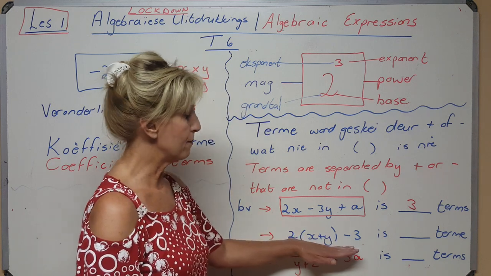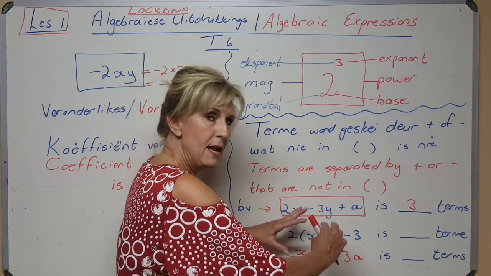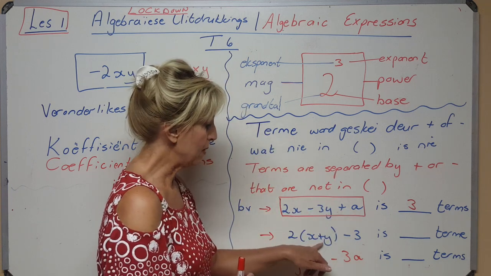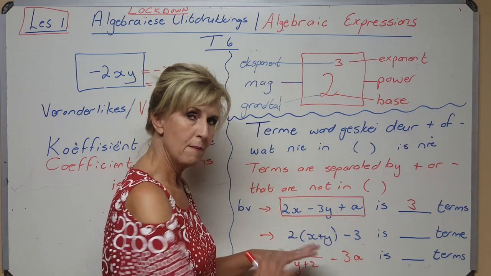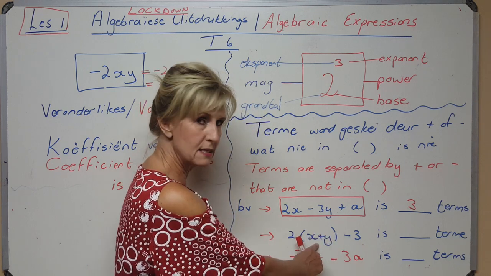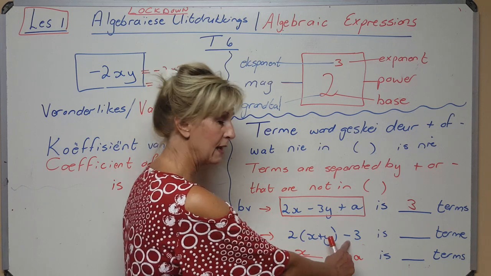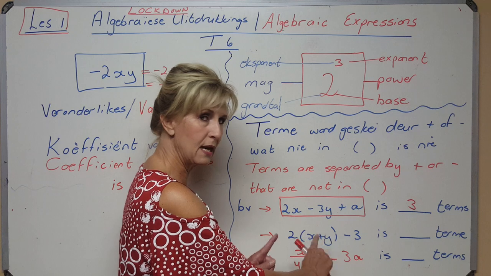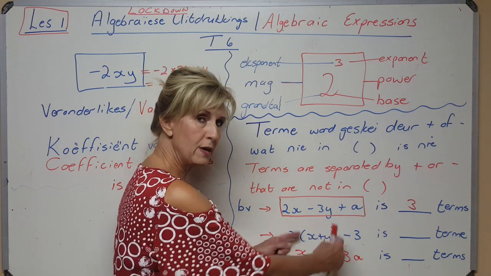But the moment I have a bracket, then that makes that one term as a whole. That plus there in the bracket makes this whole term one term. That plus doesn't separate terms from each other, only that minus does. Hierdie plus sit binne 'n hakkie, so hy skei nie terme van mekaar nie. Daai maak hom 'n eenheid.